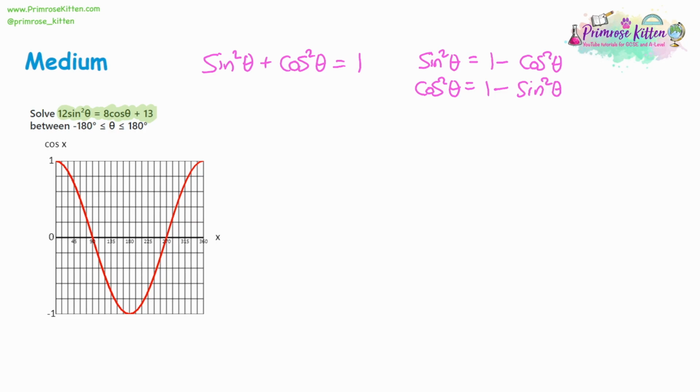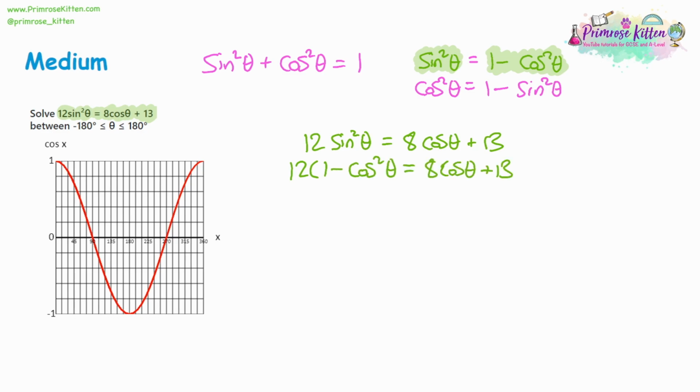Now the way it's written, we actually have sine squared theta in our equation. So if we have 12 sine squared theta is equal to 8 cos theta plus 13, the bit we're replacing here is the sine squared theta, and it's going to change into 1 minus cos squared theta. That's going to leave us with 12 lots of 1 minus cos squared theta is equal to the rest. So if we expand the brackets, we're going to get 12 take away 12 cos squared theta is equal to the rest.